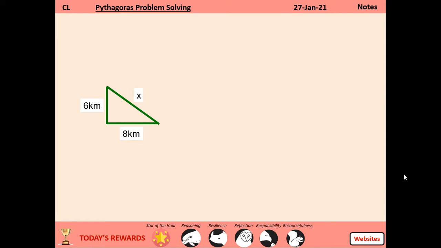So let's call the unknown x. So we add up the squares of the shorter sides. So 6 squared gives me 36 and 8 squared gives me 64. 36 plus 64 gives me 100. Then what do I do to work out what x is? Just square root of 100, which is 10 kilometers. That's all it is. Whenever you're working out the longest side, just square the two shorter sides, and whatever you get, square root. Make sure you write down the units as well. It is 10 kilometers.